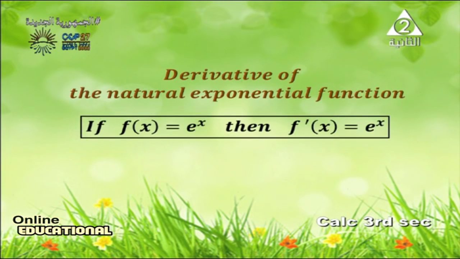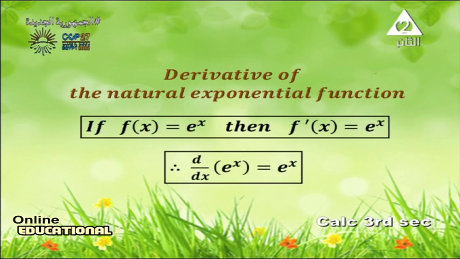If the function f of x equals e to the power x, then f dash x, or the first derivative of the function e power x, equals e to the power x. And we can write this rule as d e power x by dx equals e to the power x.